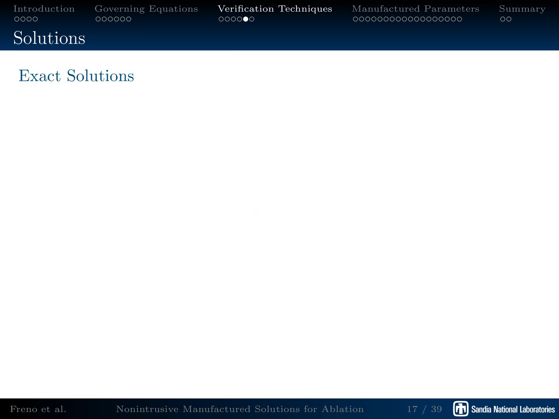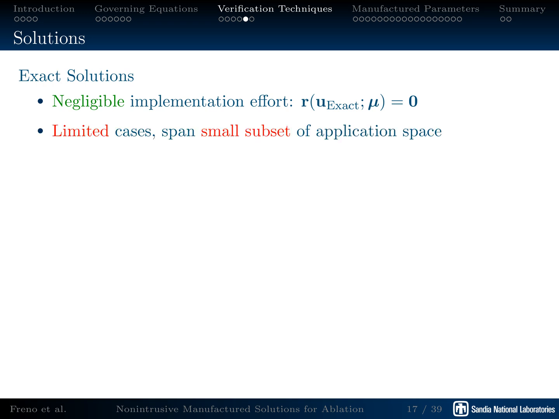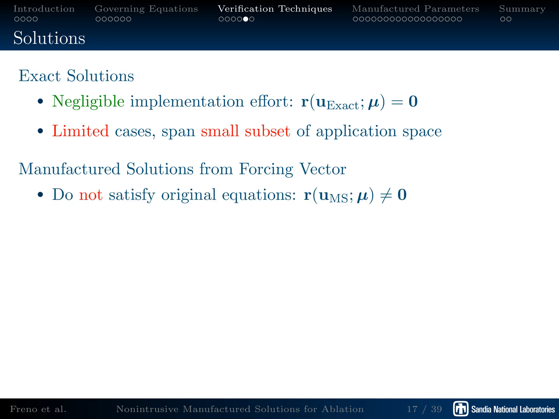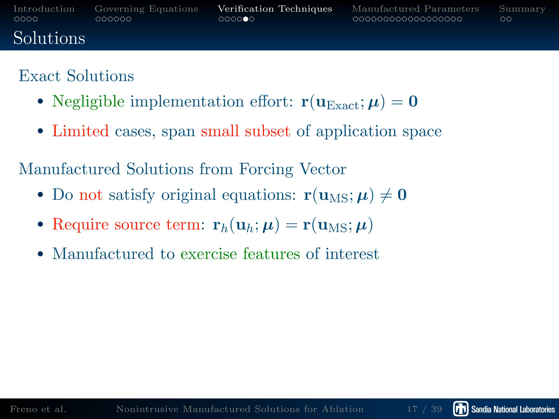We can use exact solutions. These require a negligible implementation effort since they satisfy the original equations, but these cases are extremely limited and they span only a small subset of the application space. On the other hand, we can manufacture solutions the traditional way. These won't satisfy the original equations, so they require a source term. However, they can be manufactured to exercise features of interest.